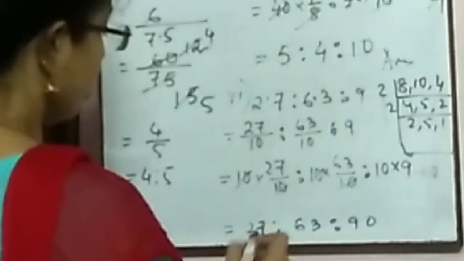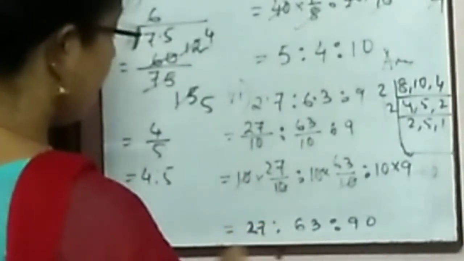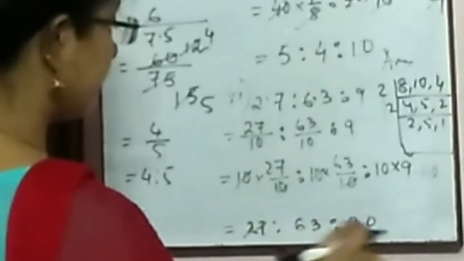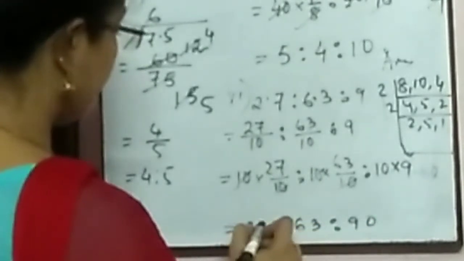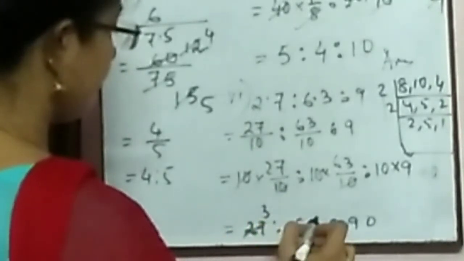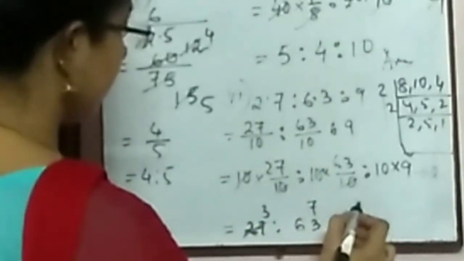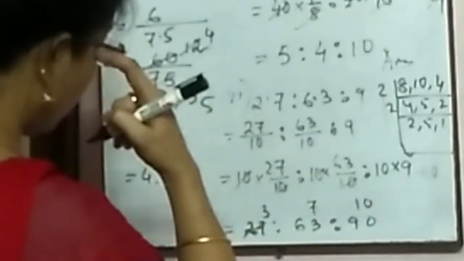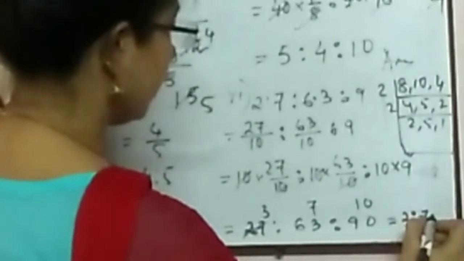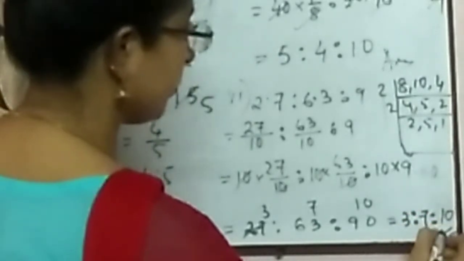So by 9, all the 3 terms, this and this will get cancelled. 9 3s are 27, 7 9s are 10. So finally we have got 3 is to 7 is to 10. I am showing you question number 2.